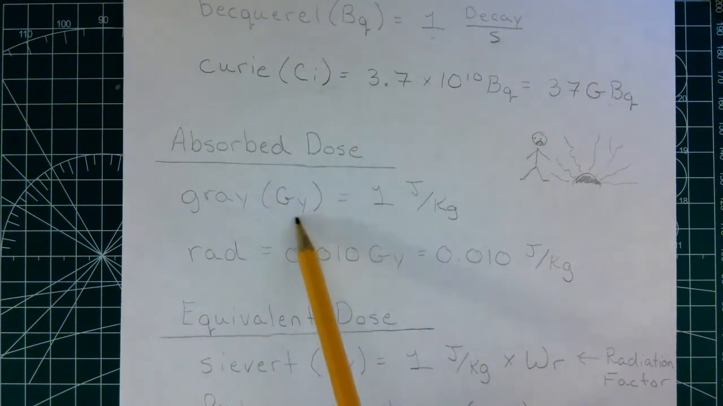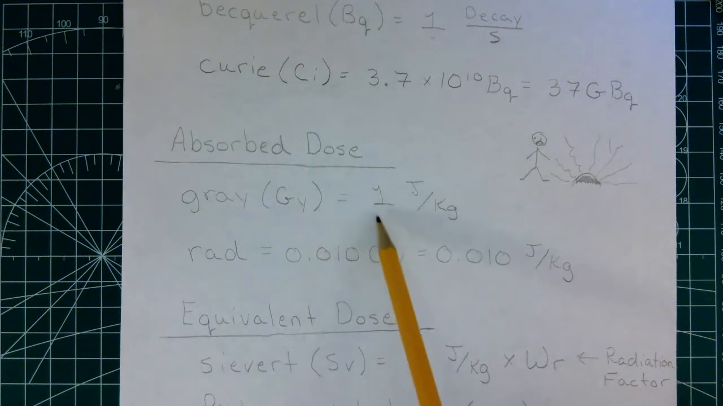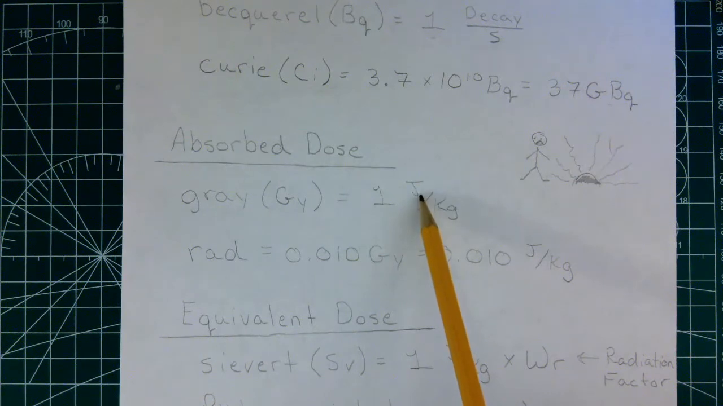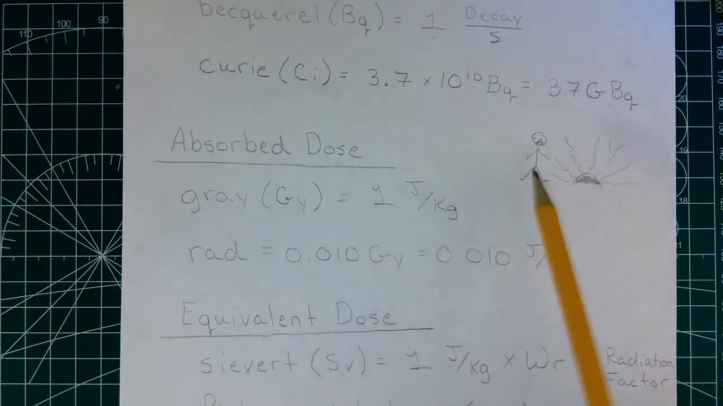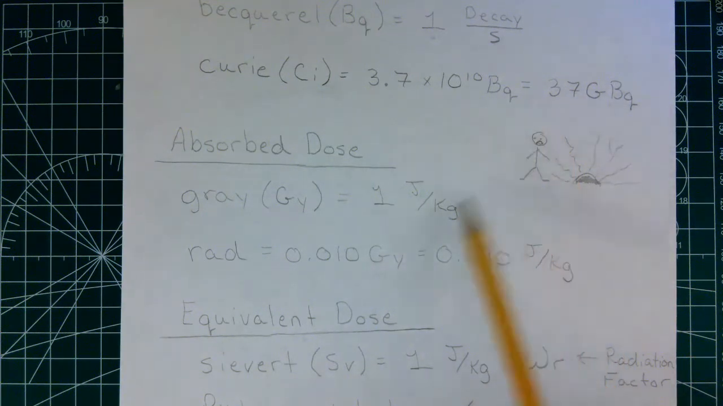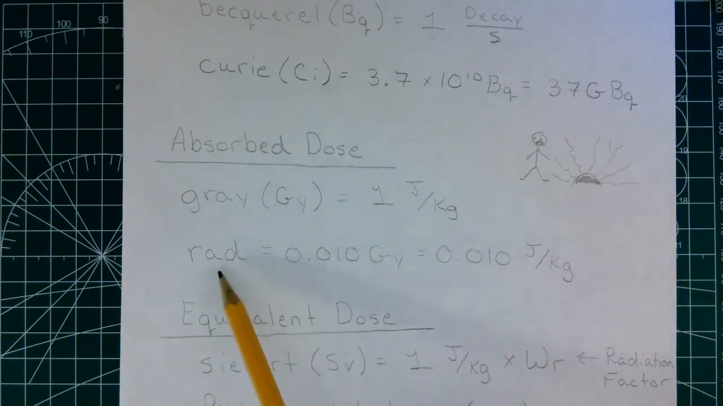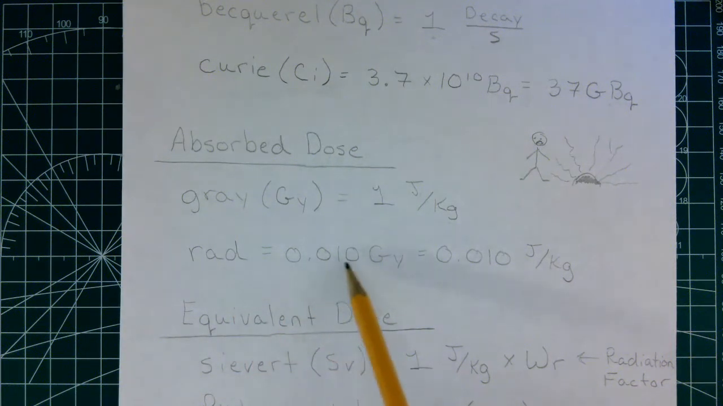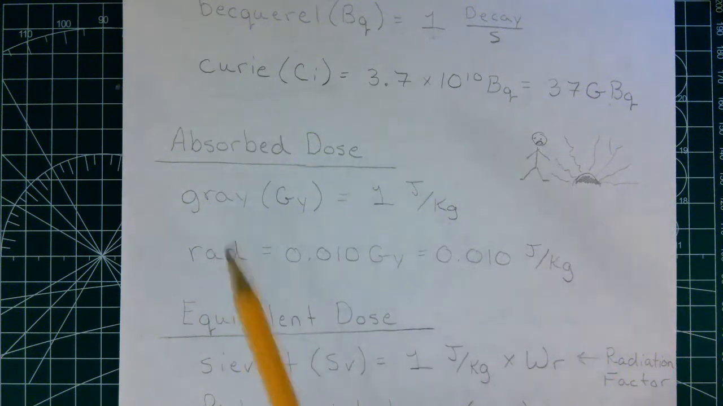This has an SI unit called the Gray, capital GY, and this is equal to absorbing 1 joule of ionizing radiation for every kilogram of body mass. The bigger you are, the more you can absorb. So it's normalized or divided by your body mass. And then we have units called rad, and a rad is 0.01 gray, and therefore also has units of 0.01 joules per kilogram. And that's how we measure the absorbed dose.